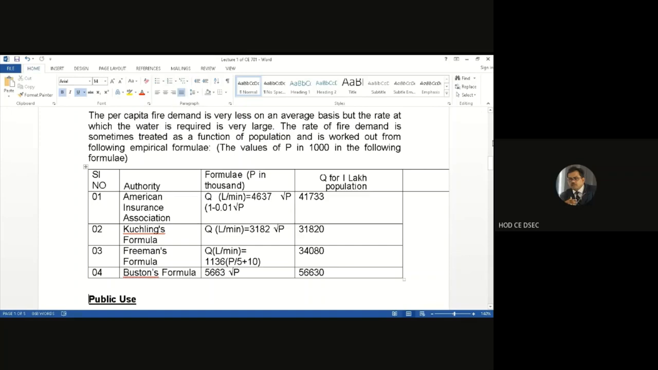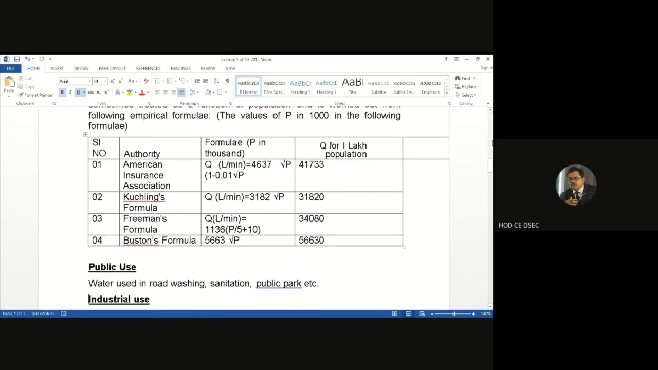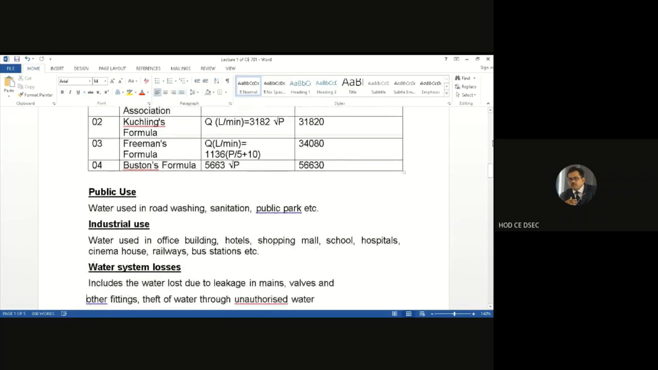We have to put the value of P equal to 100, and we'll get the value of P as 5630 in the Boston's formula. So depending on the condition, which formula you are using, you will get the population accordingly. Now let us talk about public use.